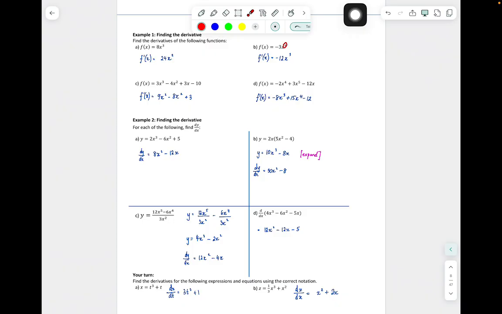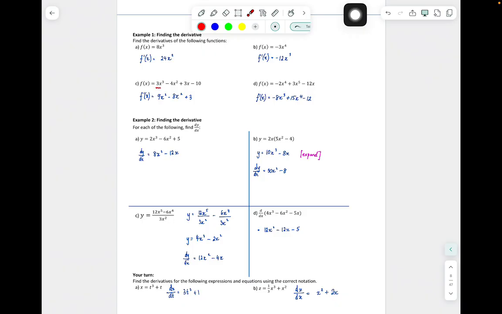Take the power, multiply it at the front. 4 times negative 3 is negative 12. Subtract the power by 1. So x to the power of 4 becomes x to the power of 3. For part C here, take the power, multiply it at the front. 3 times 3 is 9. Subtract the power by 1. x to the power of 3 becomes x to the power of 2.